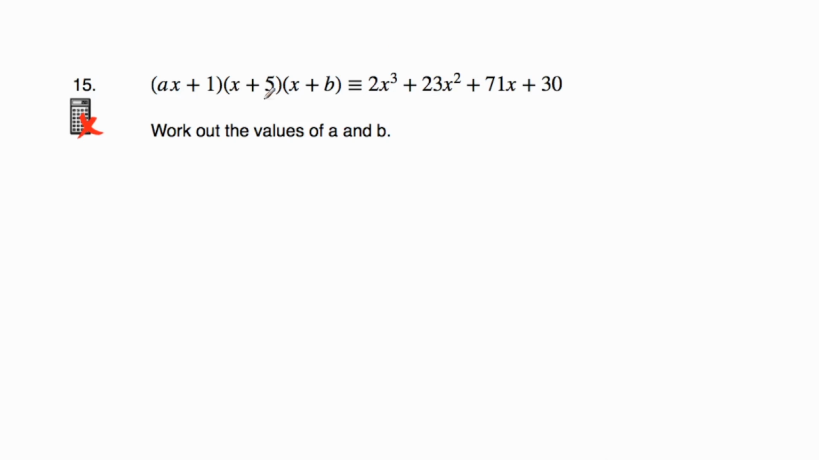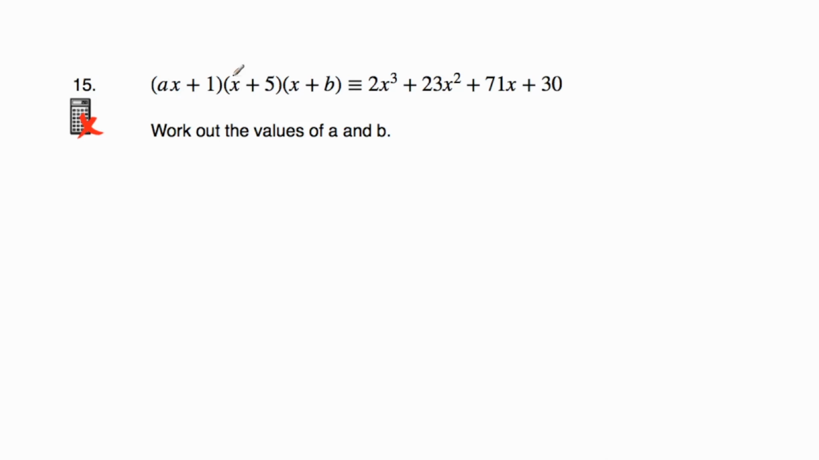Now in this question we could do this in two different ways. One approach is to expand these brackets. So we can multiply the first two brackets and see what we get, and then multiply that by the third bracket, and then we could simplify if possible, and then put it equivalent to this, and then equate the coefficients. So that's one way we can do it. Or we could take a little bit of a shortcut in this question.